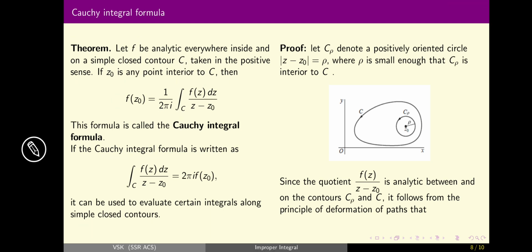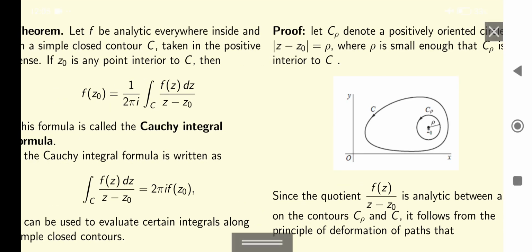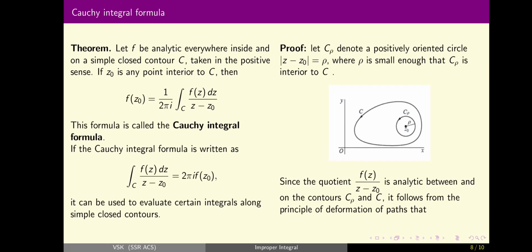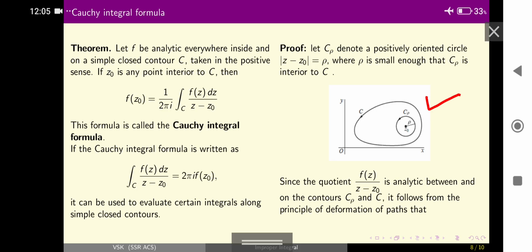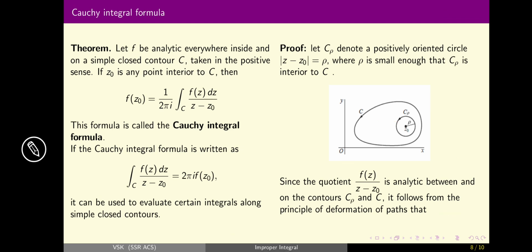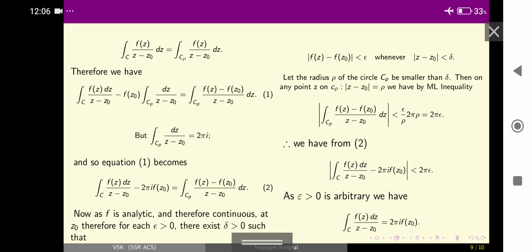Let C rho denote a positively oriented circle z minus z naught is equal to rho, where rho is small enough that C rho is interior to C. So this is the figure. Here C rho we have drawn, and z naught is the point at the center of the circle. Now since the quotient f z upon z minus z naught is analytic between and on the contours C rho and C, it follows from the principle of deformation of path that these two integrals are equal. That is, the integration of f z upon z minus z naught dz over C is the same as the integration of f z upon z minus z naught dz over C rho.